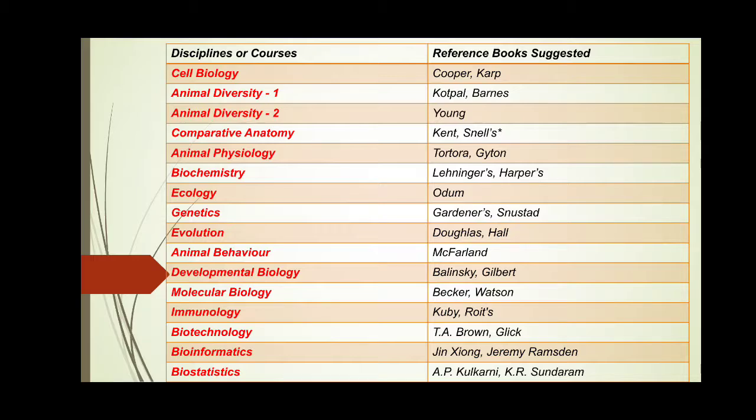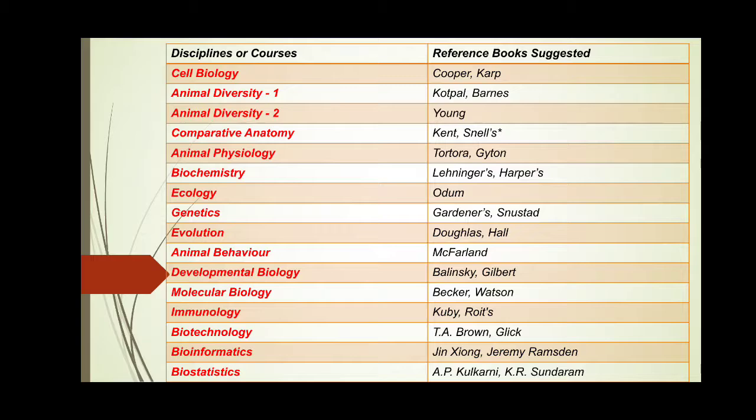For biotechnology, T.A. Brown and Glick both are very nice, and you can go through any of these depending on the topic in your curriculum. For bioinformatics, Jin Jeong is very nice. You will find very well explained databases, multiple sequence alignment, pairwise alignment in Jin Jeong. For other topics, you can go through Jeremy Ramsden, also very good. And Jin Jeong has one advantage: it is a very compact book. In 200 pages, you will find the whole book.